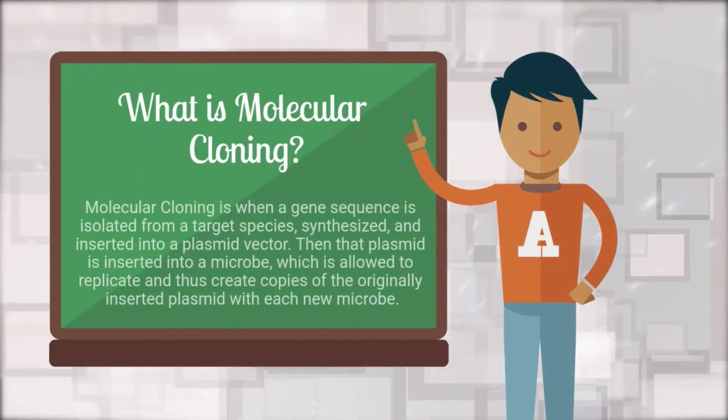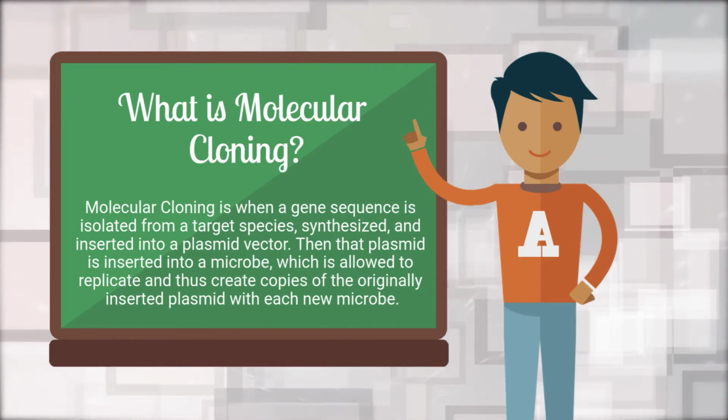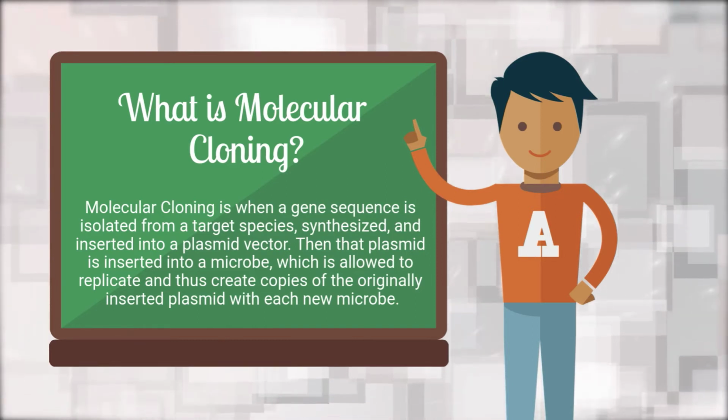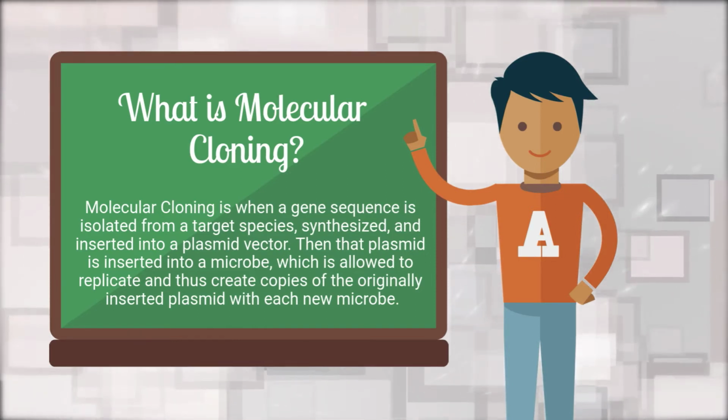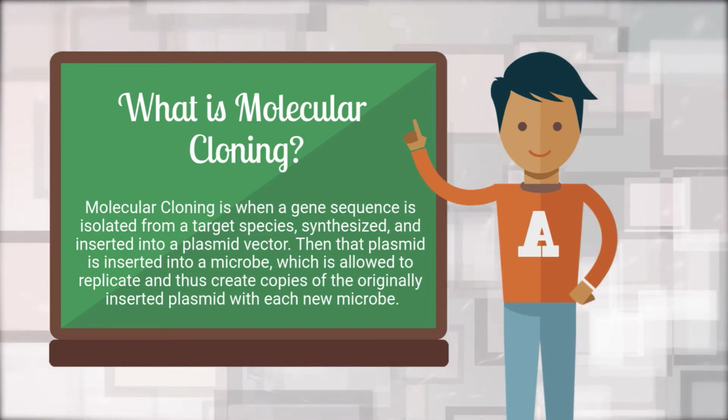It is when a gene sequence is isolated from a target species, synthesized, and inserted into a plasmid vector. Then that plasmid is inserted into a microbe, which is allowed to replicate and thus create copies of the originally inserted plasmid with each new microbe.